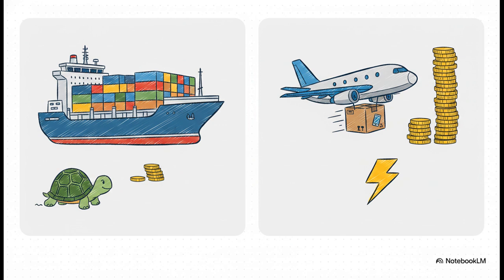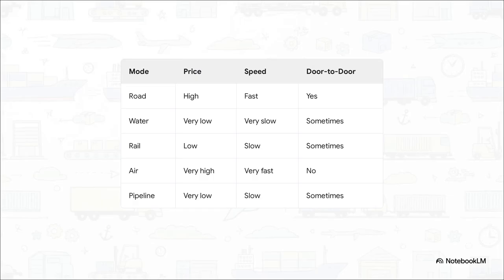Now, flip that around to air transport. You get unmatched transit speed, and you actually need less protective packaging. But you're going to pay a very high premium for it, and you're restricted by strict cargo size limits. So, if you're shipping low-margin bulk goods, water is your best friend. But urgent, high-value electronics, you're definitely going to choose air. This comparison right here, think of it as your ultimate cheat sheet.